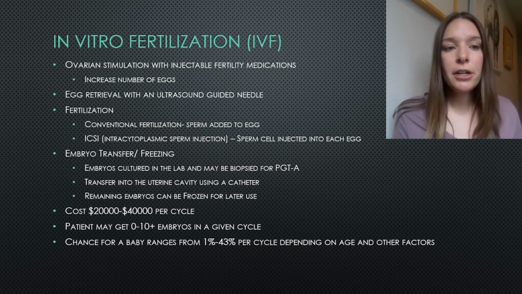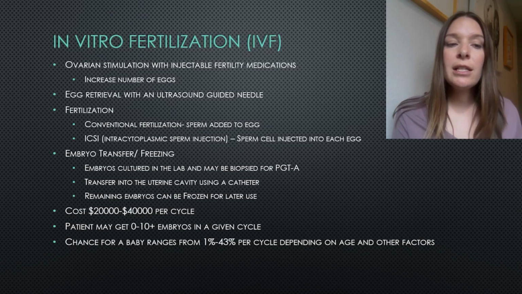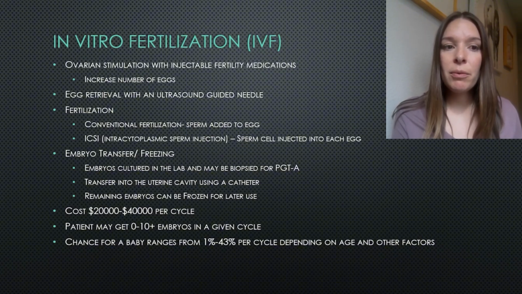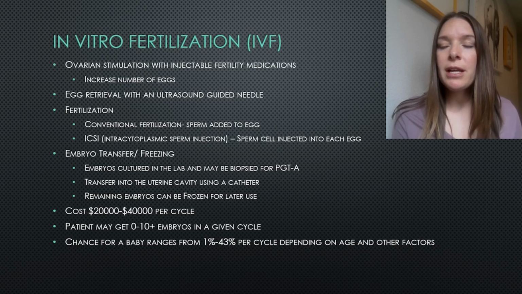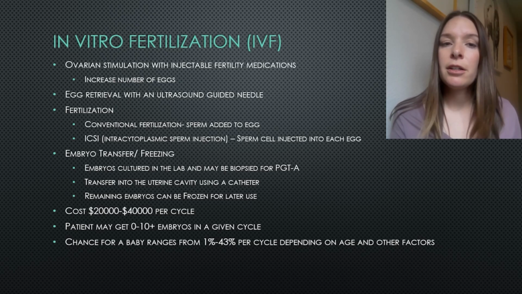Depending on what literature you look at, and depending on the specific characteristics of a patient, the chance for a baby from a single IVF cycle and transfer ranges from about 1 to 43% per cycle. The best case scenario, that 43%, those are our youngest patients, so usually patients where the person providing the egg is under the age of 30.